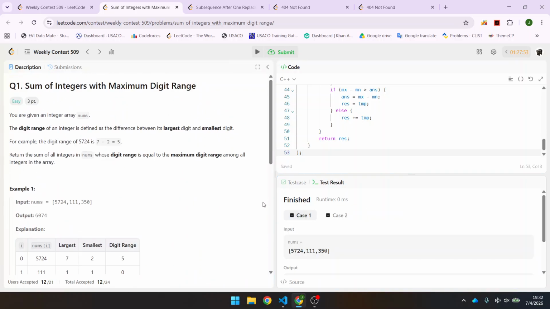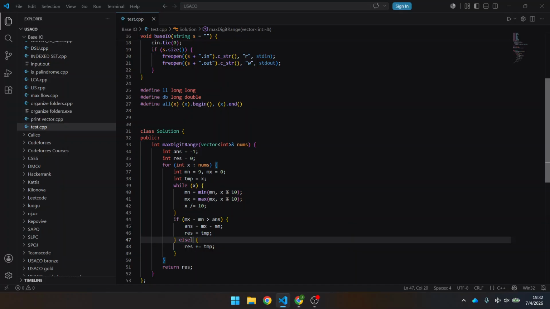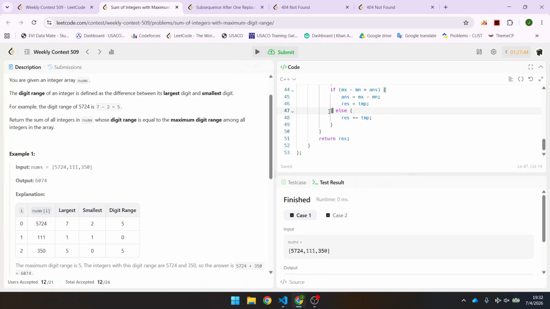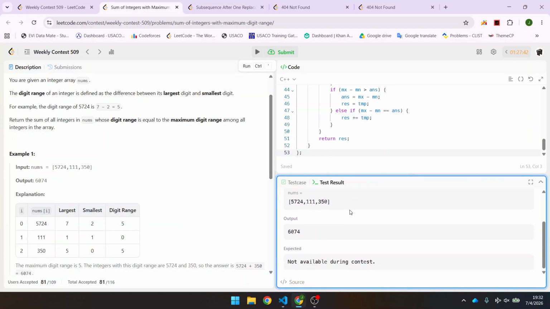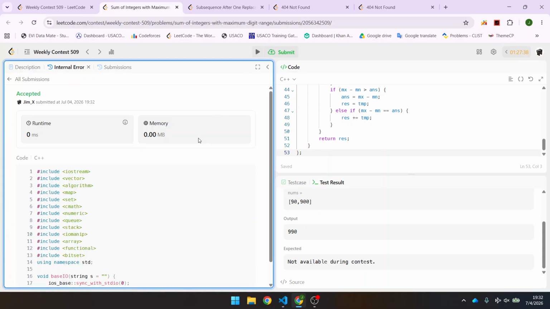Can I go to long long? No. 6185. Else if max minus min is equal to answer. It's kind of slow for A, but okay, okay.